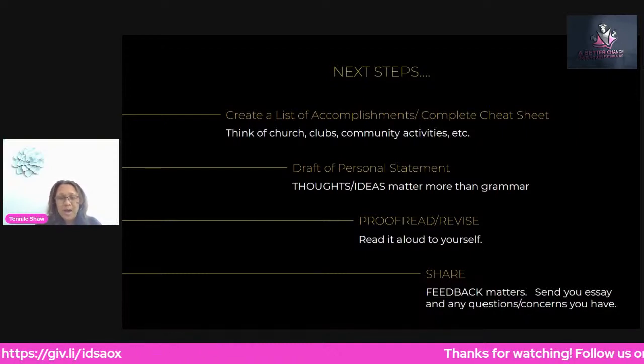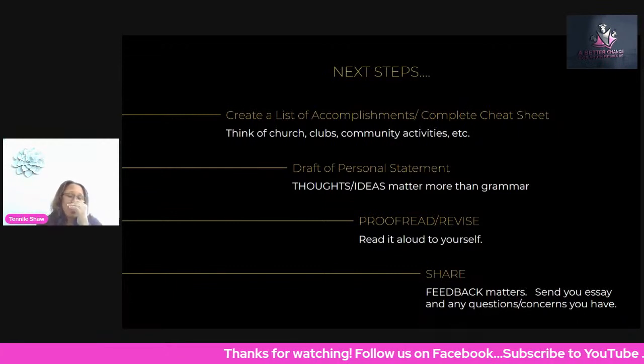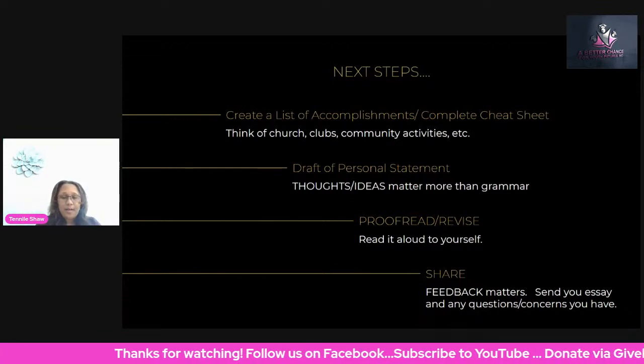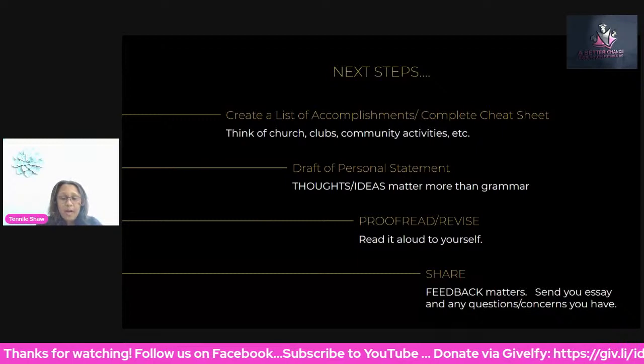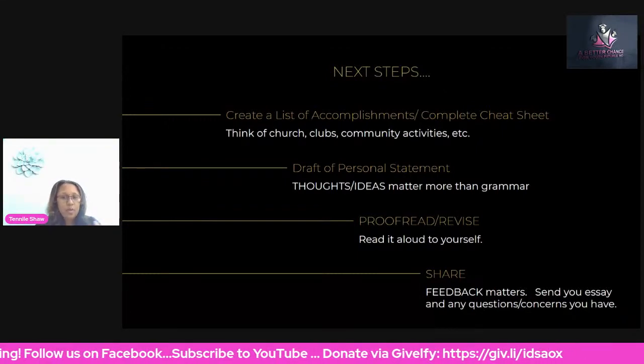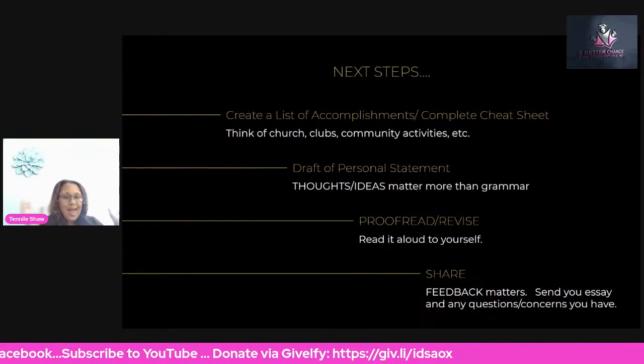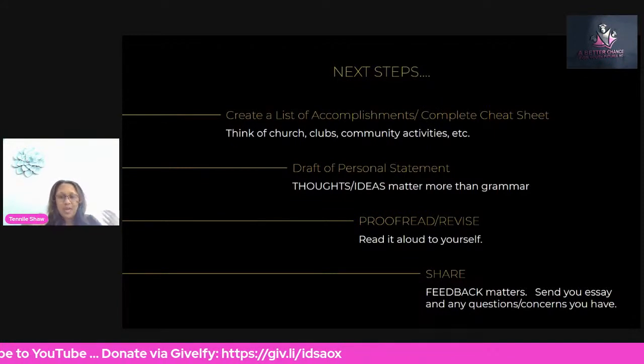You need to make sure that after you revise it and make it the best that you can make it, get at least 2 other people to look at it. Get someone that knows you very well. Get someone that doesn't know you that well. If you're really close to one teacher, ask them to look at it. Make sure that your essay gives a sense of who you are.